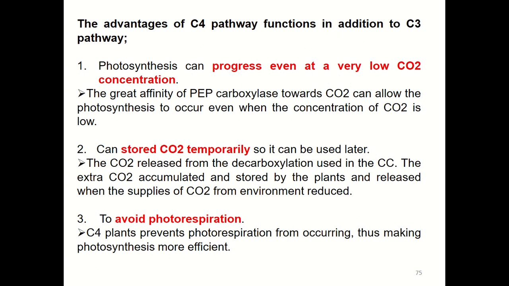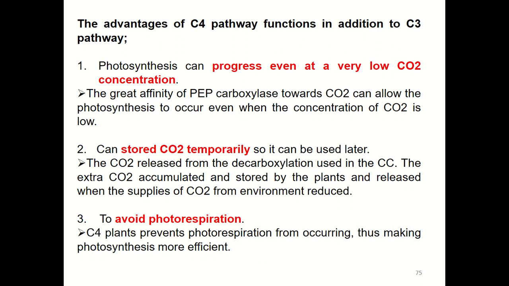So what are the advantages of the C4 pathway in addition to the C3 pathway? The first one is that photosynthesis can progress even at a very low carbon dioxide concentration in C4 plants. This is because of the great affinity of PEP carboxylase toward carbon dioxide instead of toward oxygen. Therefore, this will allow photosynthesis to occur even when the concentration of carbon dioxide is very low.